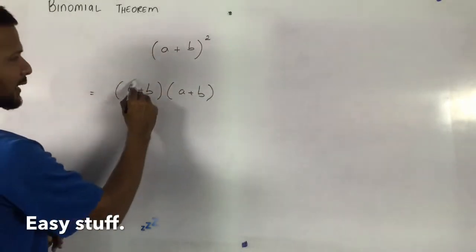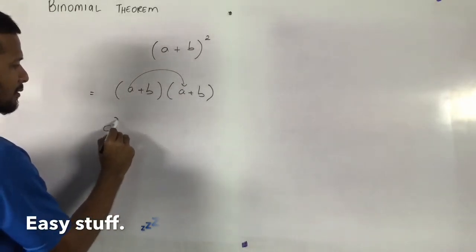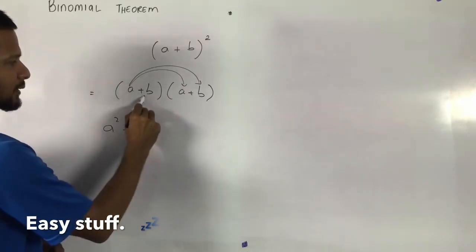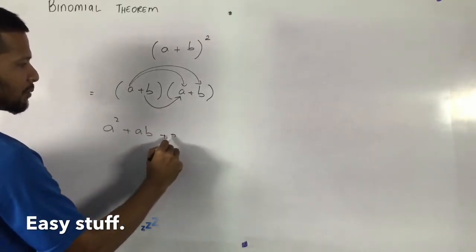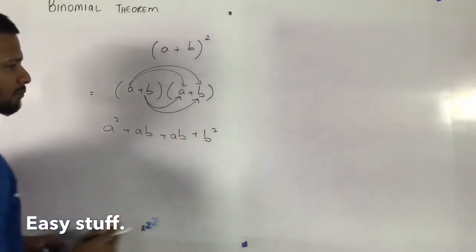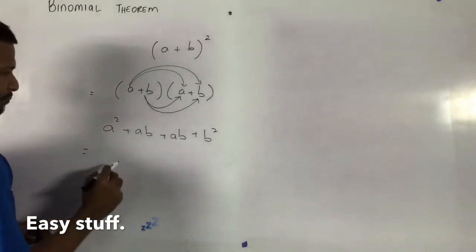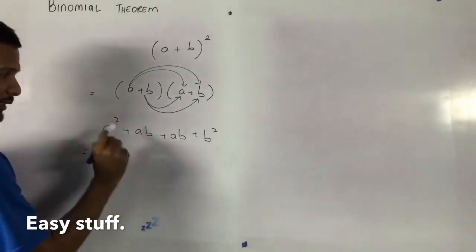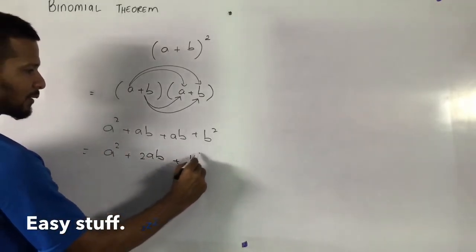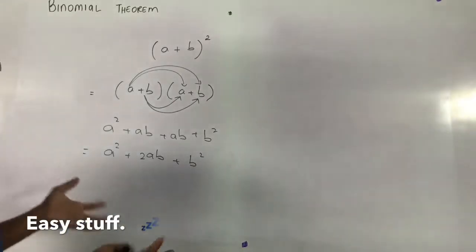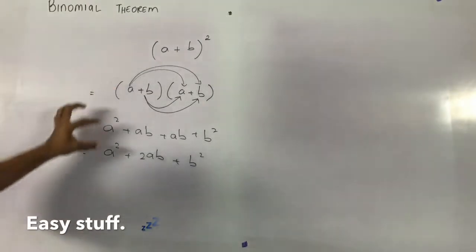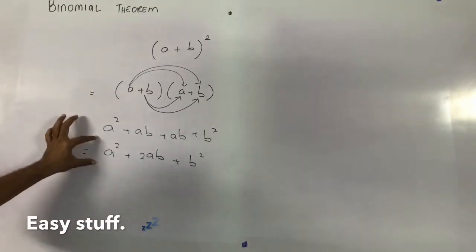And we can expand this out. a by a is a squared. a by b is plus ab, plus b by a is plus ab, b by b is b squared. Right? So we have a squared plus ab plus ab is 2ab, plus b squared. Okay? So this is a simple form of binomial theorem where it gives us this simple function and it's expanded out in this form.